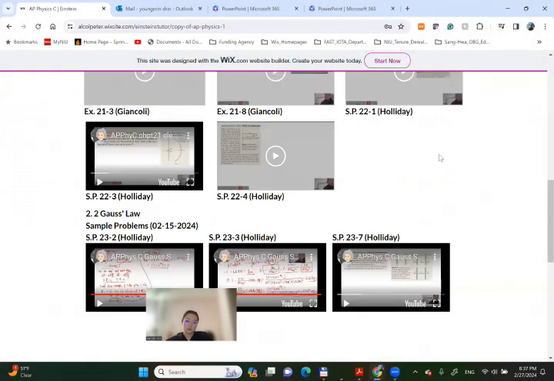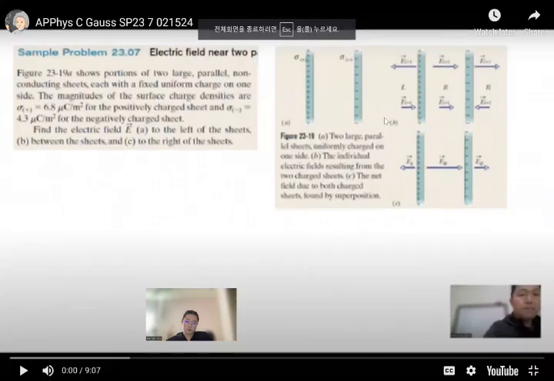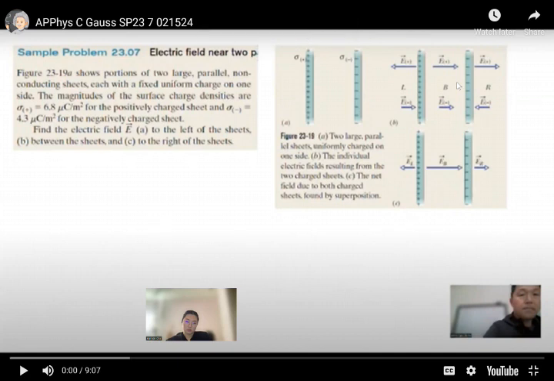And I'm going to skip 23.7. Hold on a second, let me open it up. I think we actually already reviewed a similar problem before.